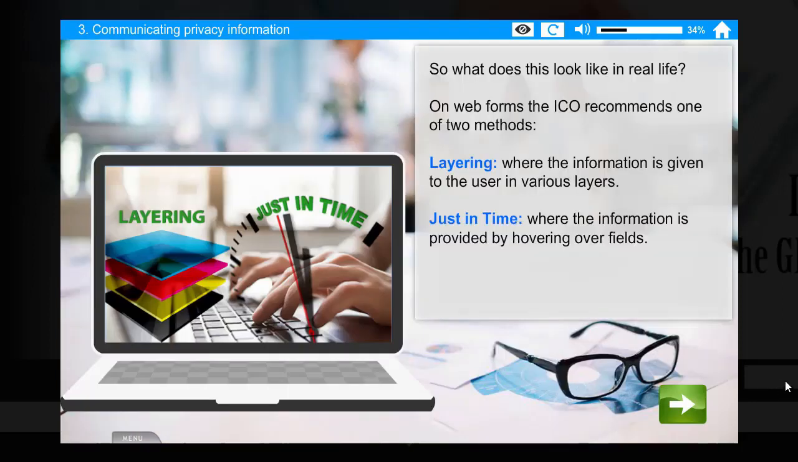So what does this look like in real life? On web forms, the ICO recommends one of two methods. Layering, where the information is given to the user in various layers. Just in time, where the information is provided by hovering over fields.